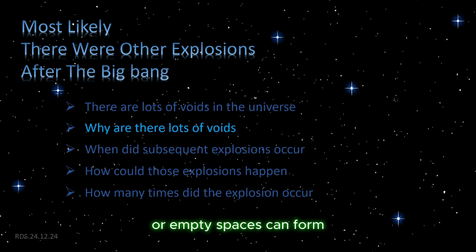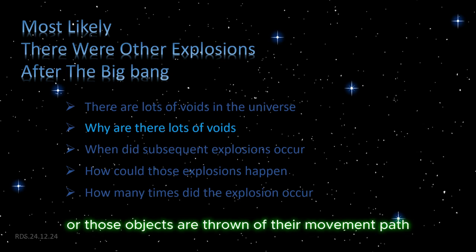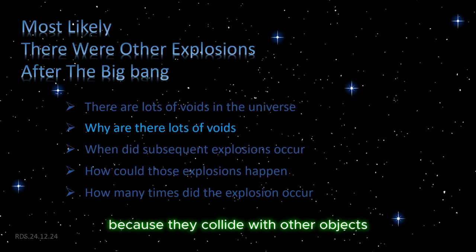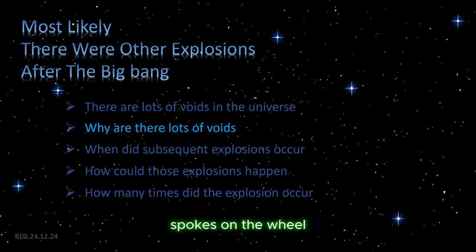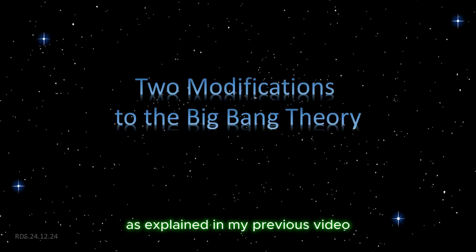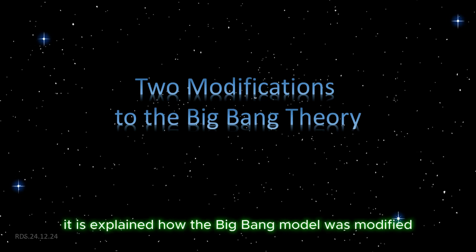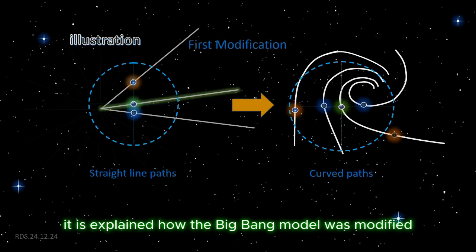Logically, voids or empty spaces can form if objects in a location are swept away by something, or those objects are thrown off their movement path because they collide with other objects. In fact, a collision will never occur if the movement paths of the objects are like spokes on a wheel. Even with a modified Big Bang model, as explained in my previous video, it would still be difficult or even impossible to happen.